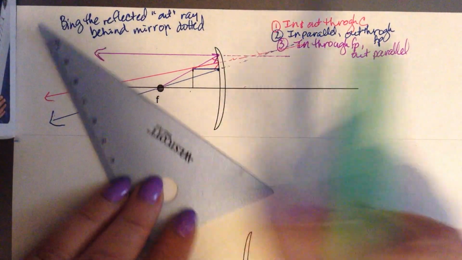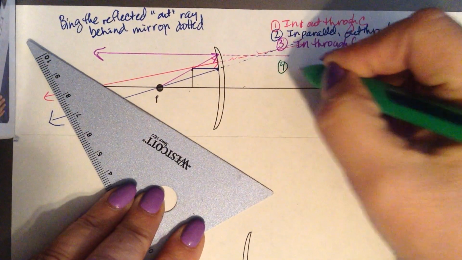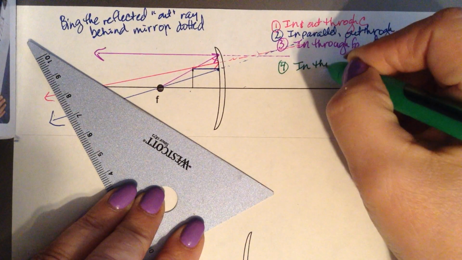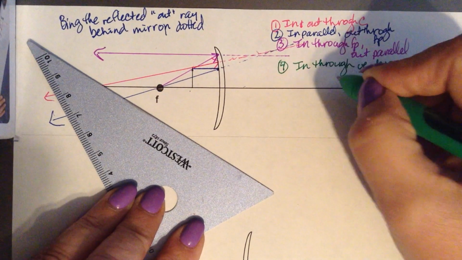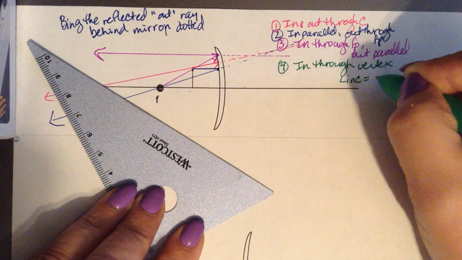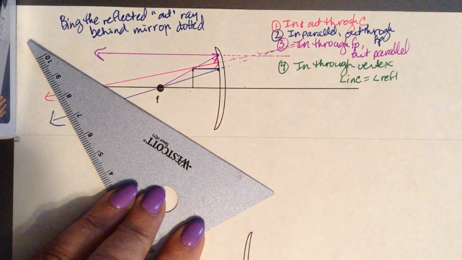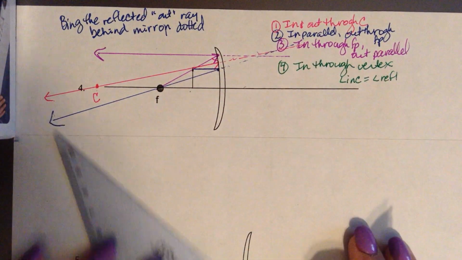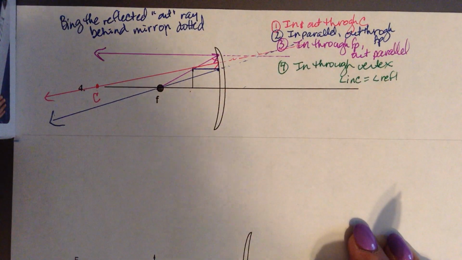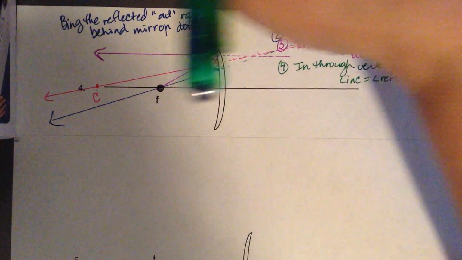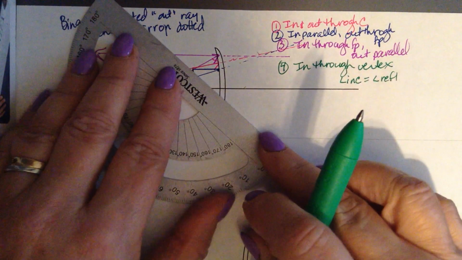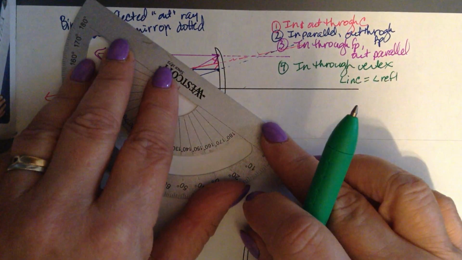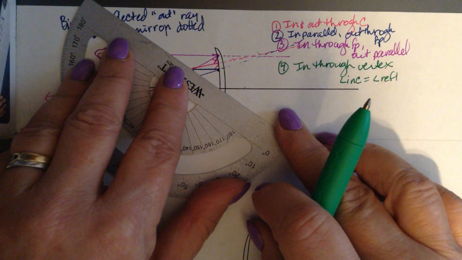Okay, so last one. In through the vertex. And your angle of incidence is going to equal your angle of reflection. So this is the one you need to use your protractor for. And for this one, some of you are going to have to add a piece of paper back here and extend your ray, because you're not going to be able to measure the angle because some of your rulers or protractors are too big. That's okay. They still work.